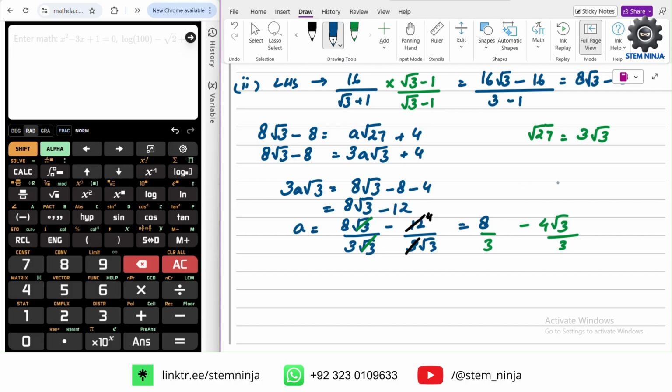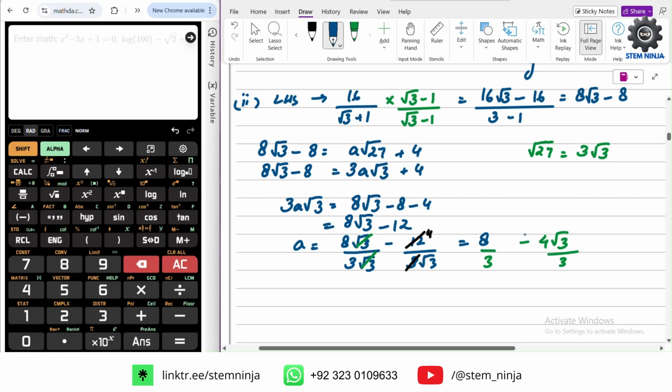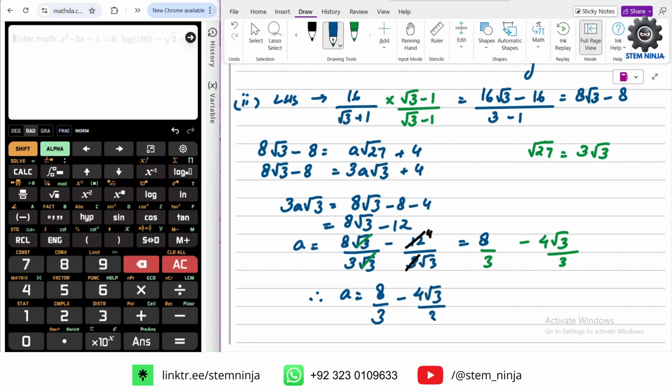Yeah, so that's your answer. So that's it. Your answer is a equals 8 over 3 minus 4 root 3 over 3.